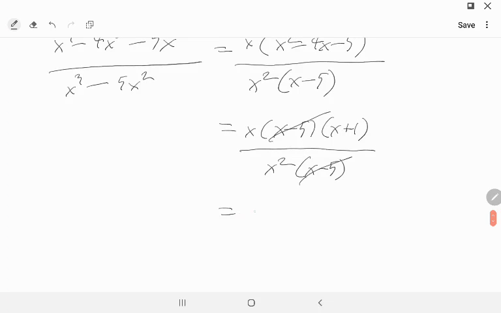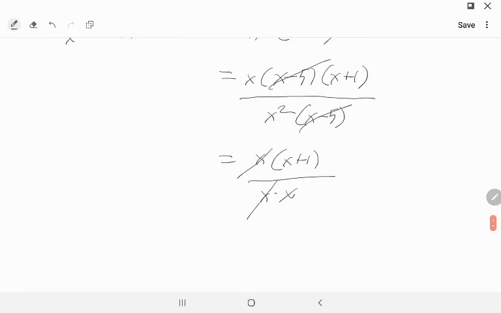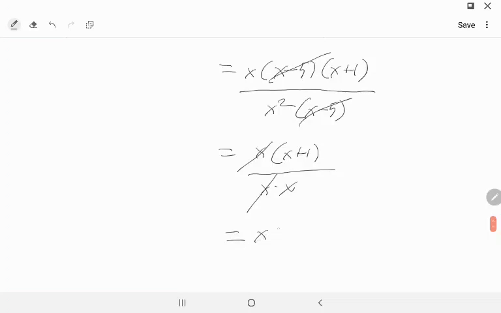And we notice x divided by x squared, we're going to get x times x plus 1 divided by x squared, which we could write as x times x. And so an x goes away, and we're left with x plus 1 divided by x. And again, we have to make sure we specify x can't be 5.